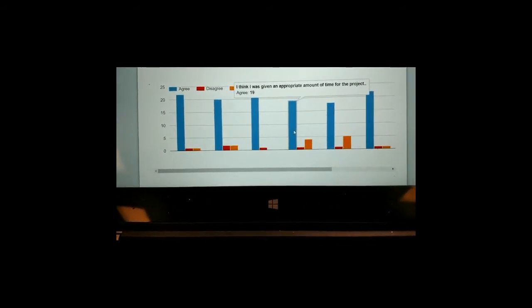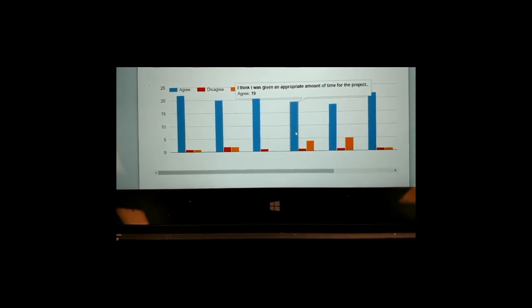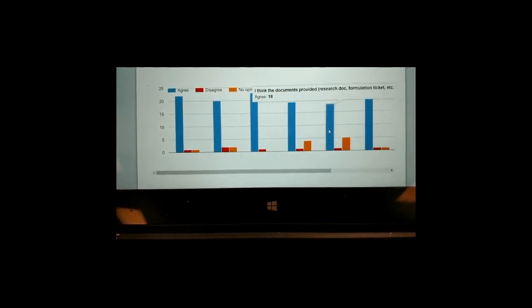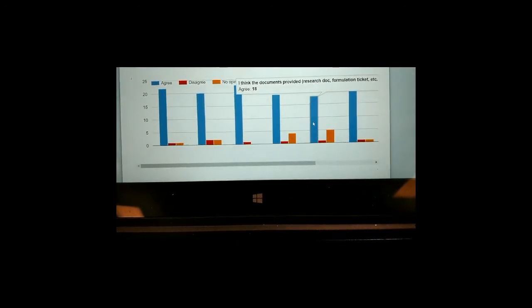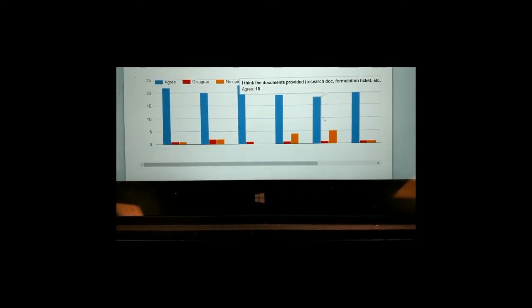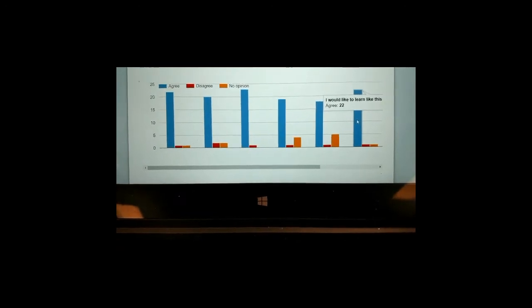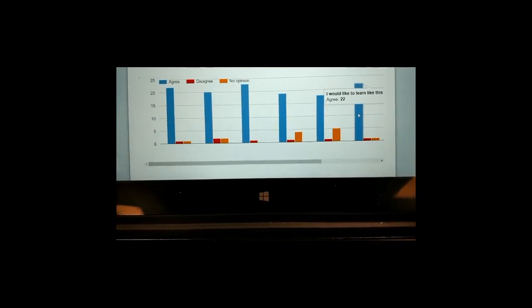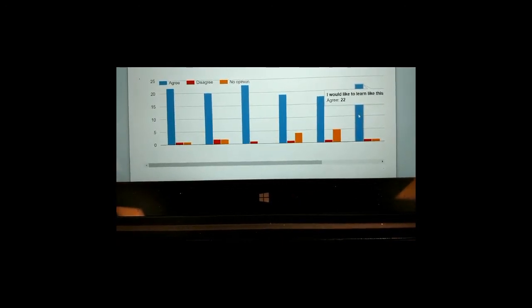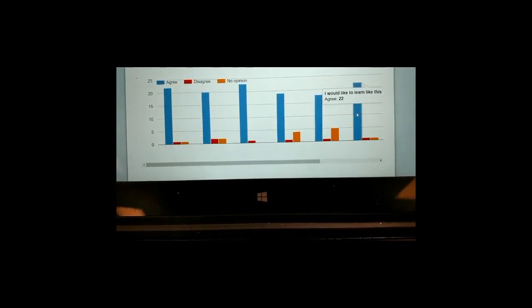19 said they felt they were given an appropriate amount of time for the project. 18 said the documents that were provided, the research doc, the formulation ticket, all of those, were helpful. And finally, 22 agreed that they would like to learn like this again in the future. So I think this data really shows that this project was a success.